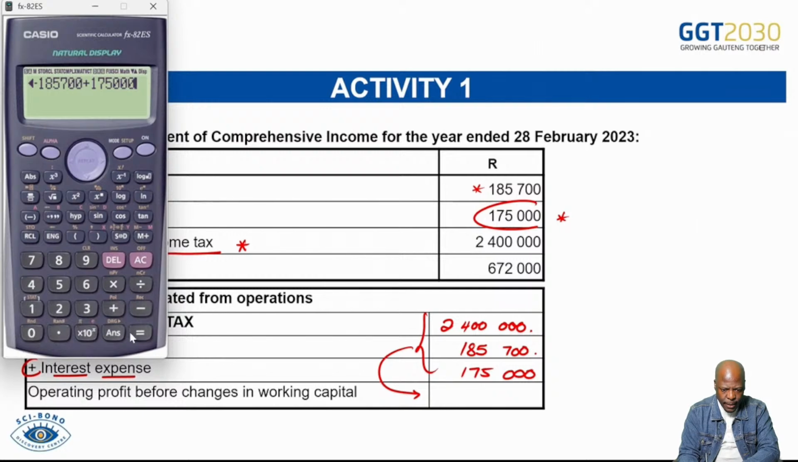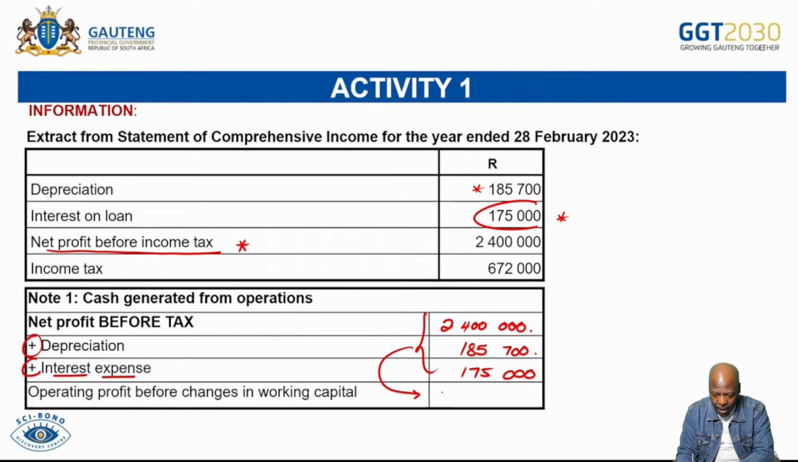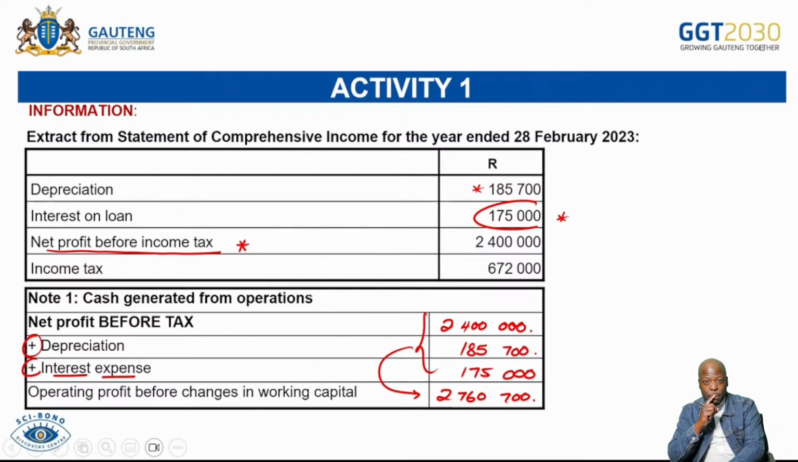Like that. And that gives me 2,760,700. So I get my 2,760,700. Just like that. Okay, so it's 2,760,700. That becomes my operating profit before changes in working capital. Let's continue. The note is not yet complete.